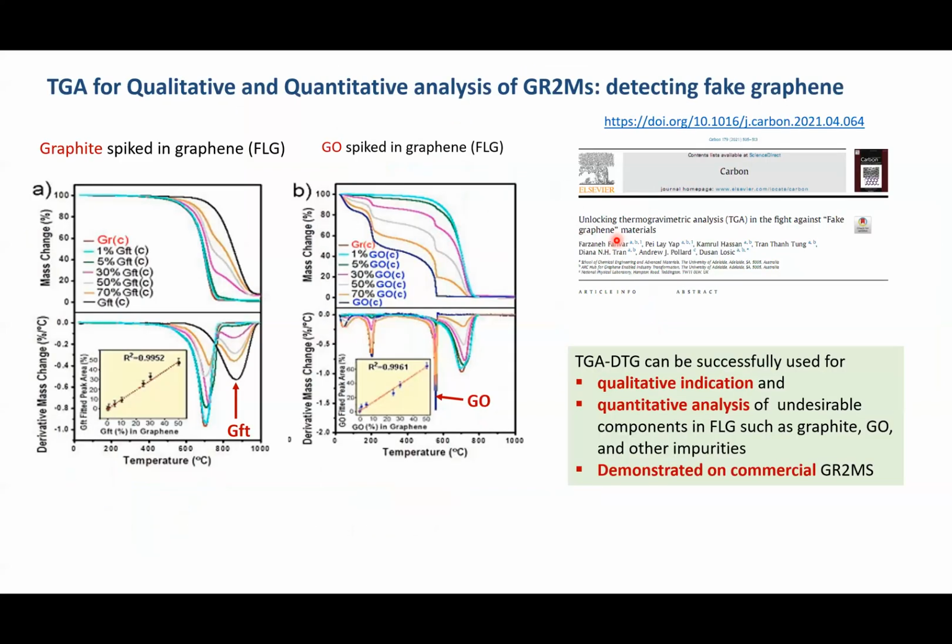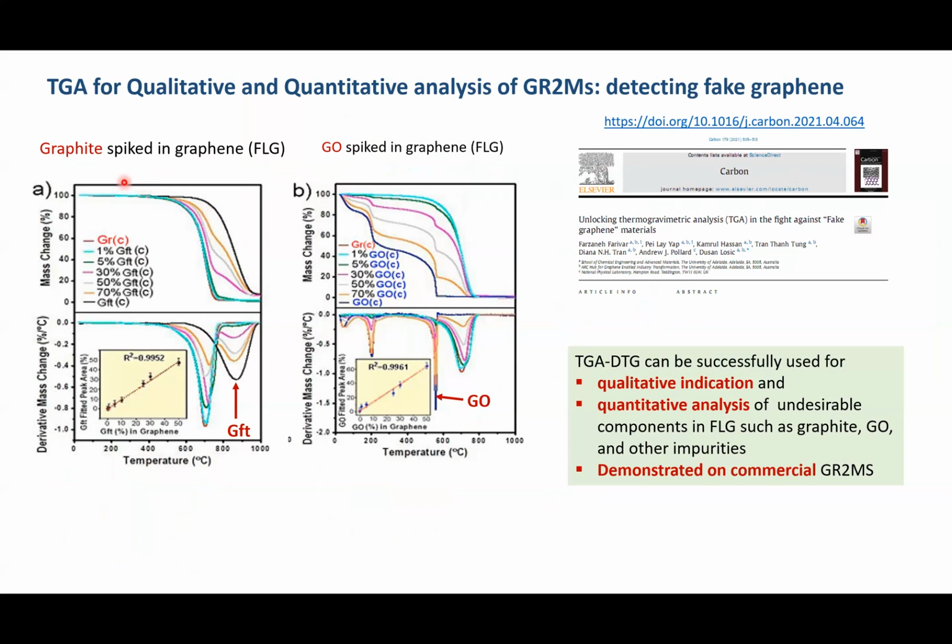This slide shows an example of how TGA can be used for detection of fake graphene powders mixed with carbon, such as graphite or graphene oxide. More details about this work you can see in our published paper.